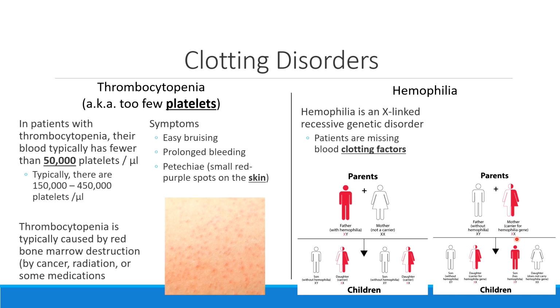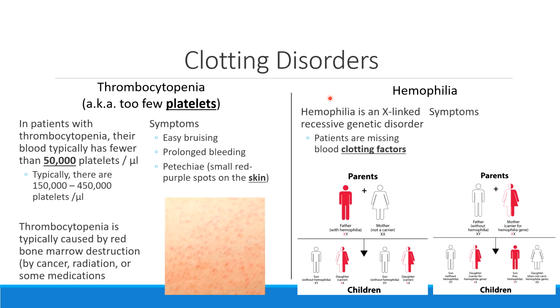Big picture. I'm not going to ask you about specific inheritance patterns, but here's what I want you to know when we think about hemophilia. It's much more common in men than in women, because to have hemophilia, you need 2 copies of this gene if you're a woman, only 1 copy if you're a man. How would we know if a patient has hemophilia?